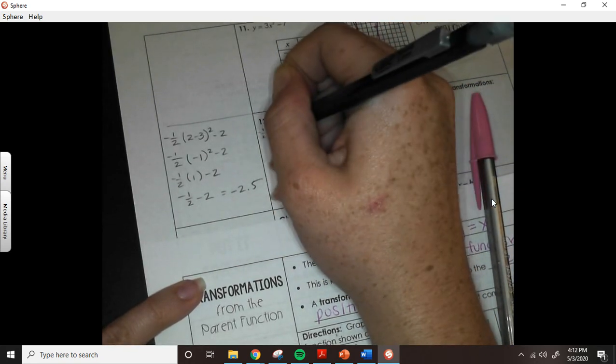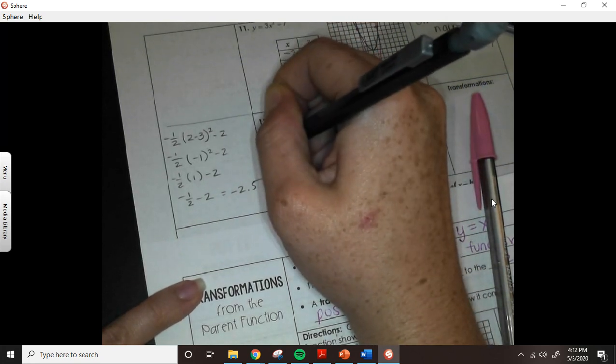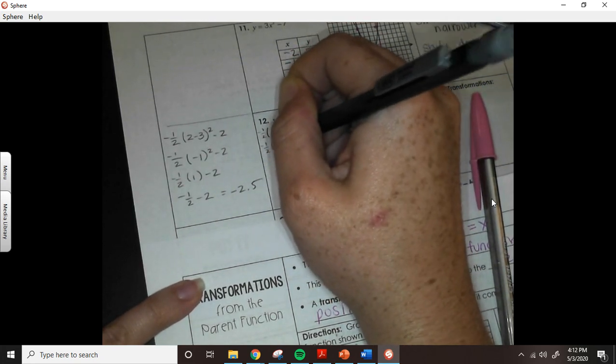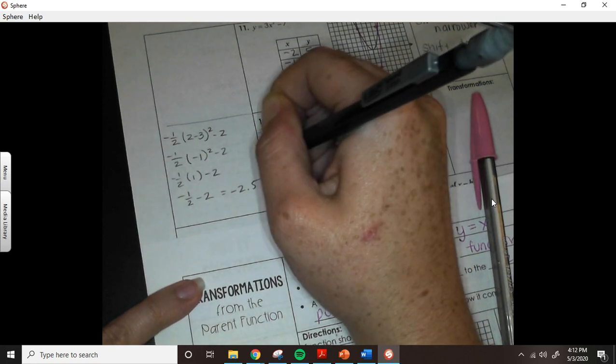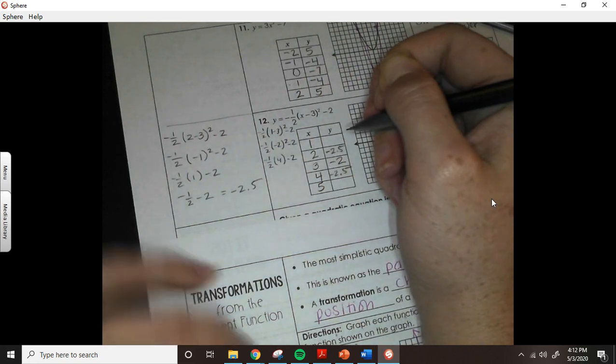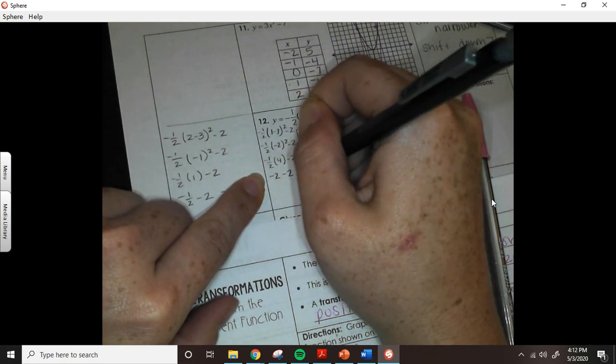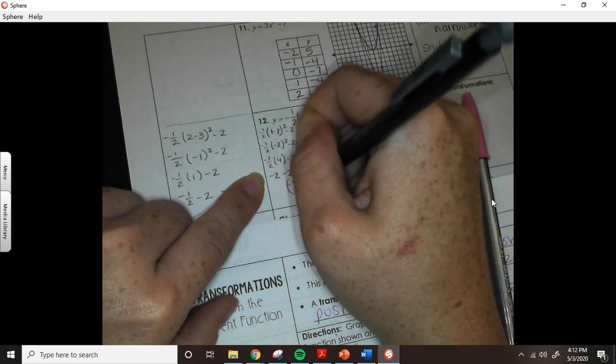-1/2 times 1 minus 3 squared minus 2. -1/2 times -2 squared minus 2. -1/2 times 4 minus 2. -1/2 times 4 is going to give me -2, minus 2 equals -4.